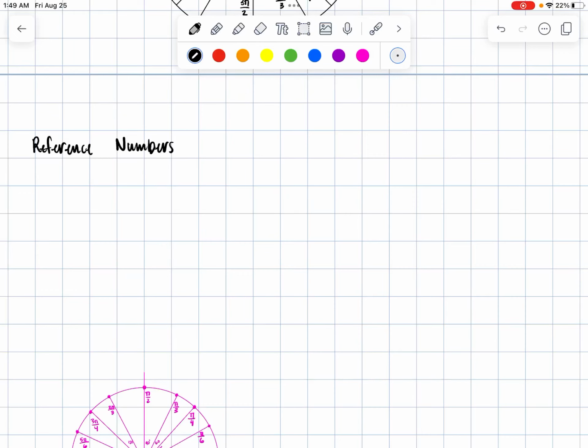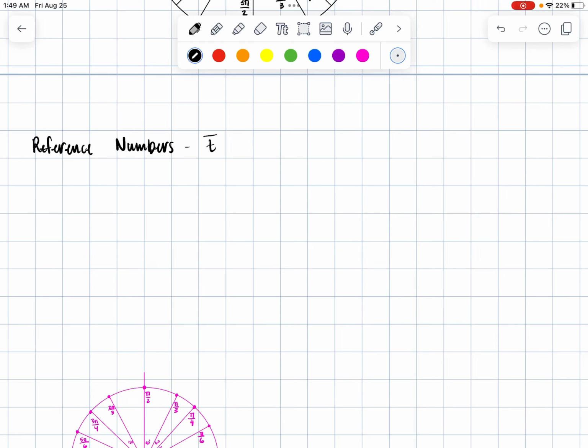Hello, and welcome to another lesson on 5-1, the unit circle. Today we're going to talk about reference numbers in reference to the unit circle, no pun intended. Reference numbers, or in this particular case, we're going to call this T-bar because we're going to use the symbol T with a bar over it.